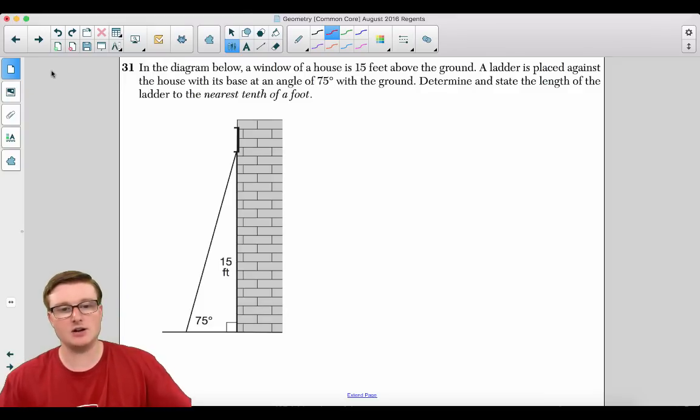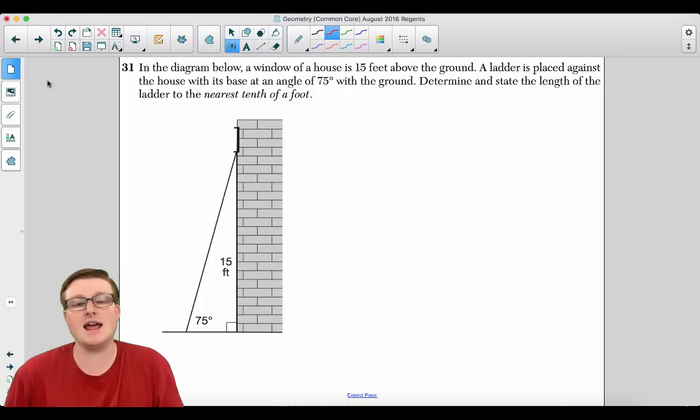Question 31. It says, in the diagram below, a window of a house is 15 feet above the ground, and a ladder is placed against the house with its base at an angle of 75 degrees with the ground. Determine and state the length of the ladder to the nearest tenth of a foot.